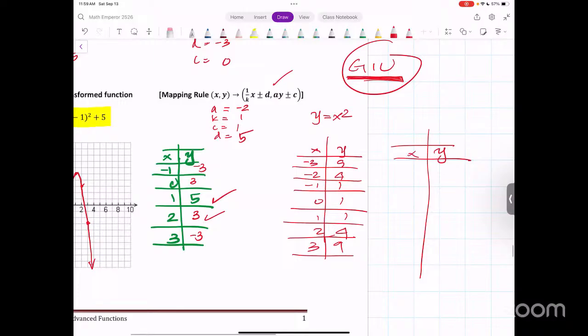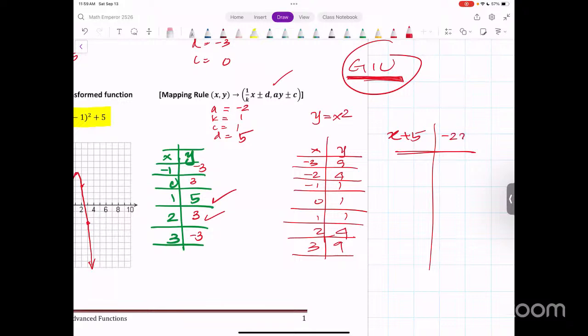So what's the mapping notation here? It's not going to be x and y. The mapping notation says, let's do this. X over k, k is 1. I don't care about that. Plus d, d is going to be plus 5. A y plus c, minus 2y plus c, c is 1. Let me convert these points using the mapping notation.